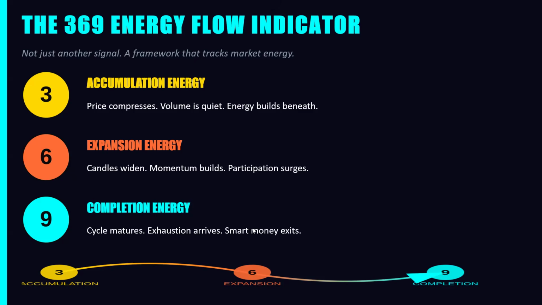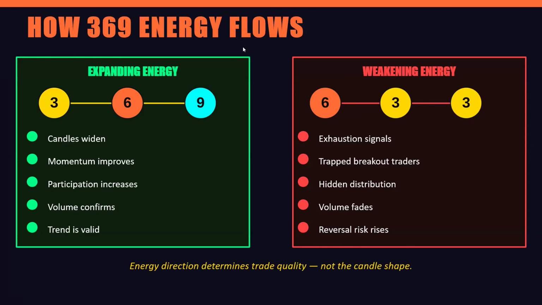So how do we connect with this 369 energy flow indicator? I've created this indicator. Now you need to understand how 369 energy flows. Here from 3 to 6 to 9, you can see on the chart, the candles widen. If there is a trend, the price moves swiftly from 3 to 6 and then to 9. If it is coming down, it is ulta, vice versa. Volume also confirms that the trend is valid.